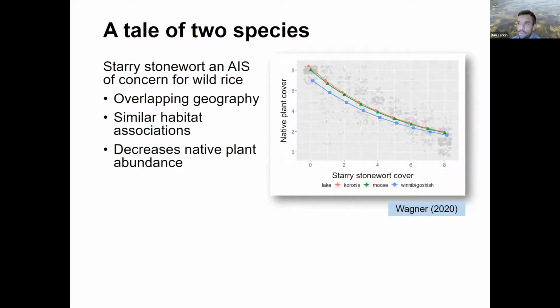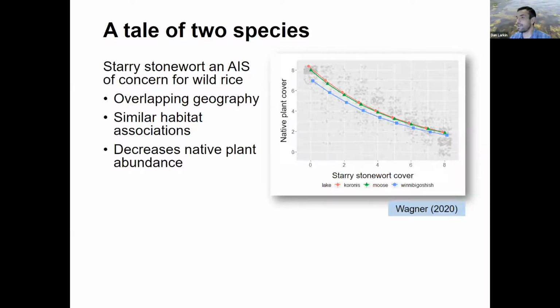So starry stonewort has been an aquatic invasive species of concern for wild rice, given, like Josh was saying with rusty crayfish, people recognizing that there seemed to be some overlap in starry stonewort lakes with areas that had wild rice, a generally overlapping geography. And as I alluded to before, these similar habitat associations, potentially looking for the same things.